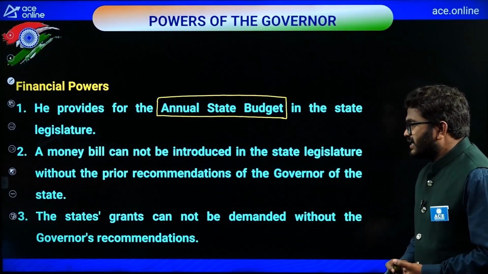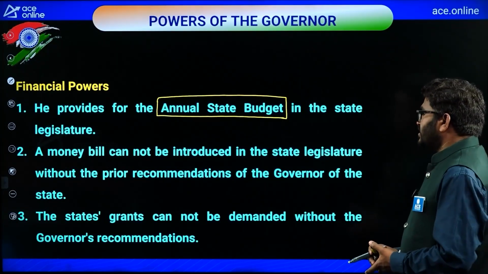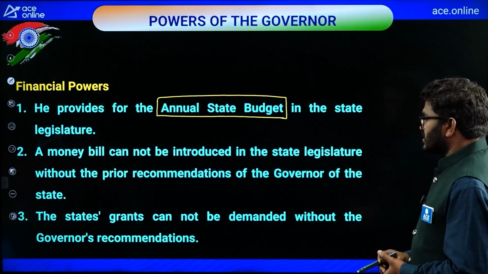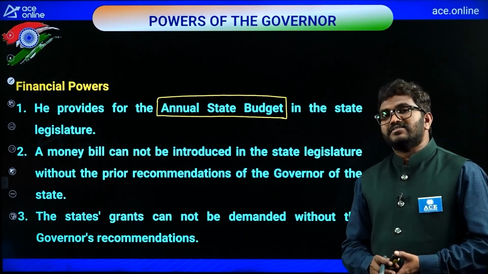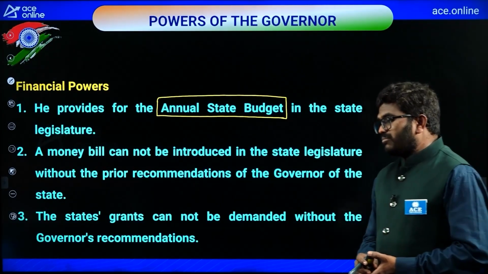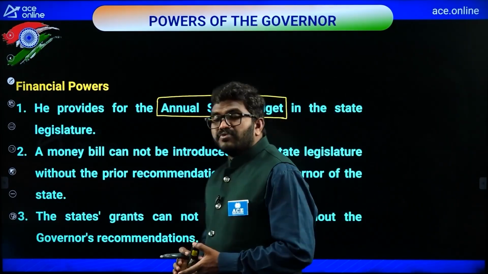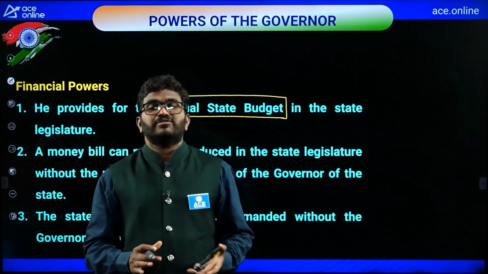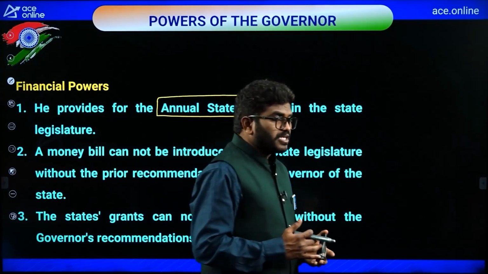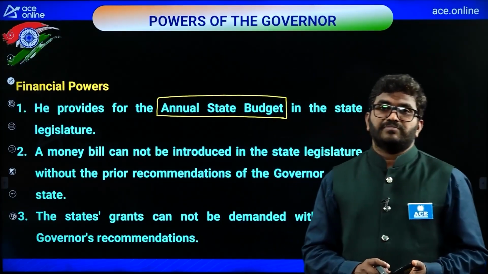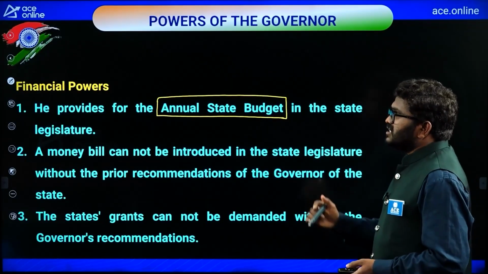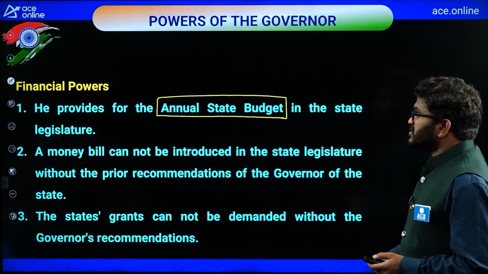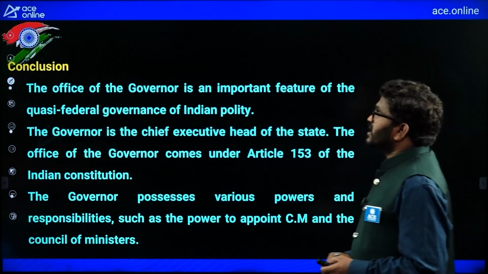The state's grants cannot be demanded without the governor's recommendations. So suppose the state government wants to disburse some state grants or some money to the people, definitely the governor's recommendation is required, right? So these are the different financial powers of the governor, right?